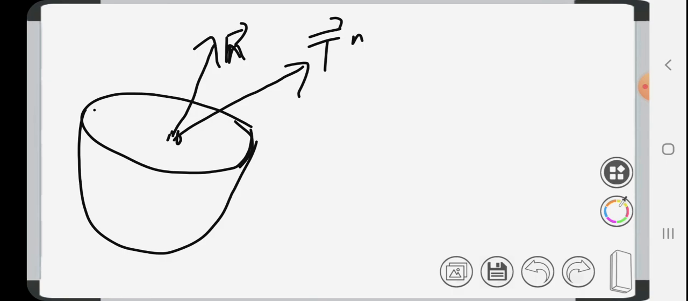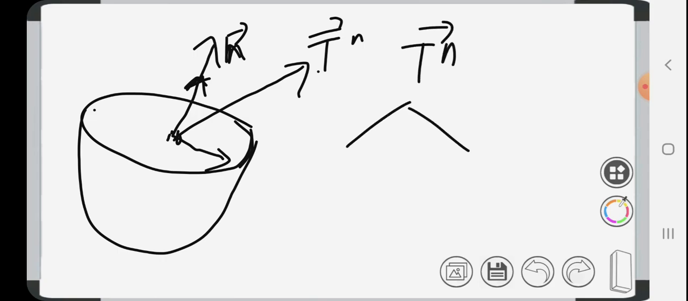Suppose this stress vector can be resolved in two ways. First, I am resolving this stress vector, one in this direction, the direction of normal, and another direction perpendicular to normal. So Tn vector is resolved in two directions: first in the direction of n vector, and another perpendicular to n vector.